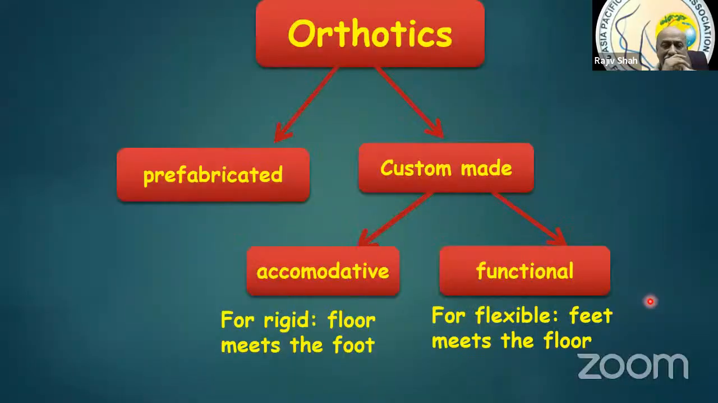For correcting the deformity. Now, orthotics also has another classification. Either you have prefabricated orthotics or custom-made orthotics. Prefabricated are already made, and you just buy them over the counter and use them. Custom-made is when your patient's plaster mold is taken and it is made customized for that particular patient. The customized could again be accommodative or functional. Functional could be for flexible, accommodative could be a rigid one.